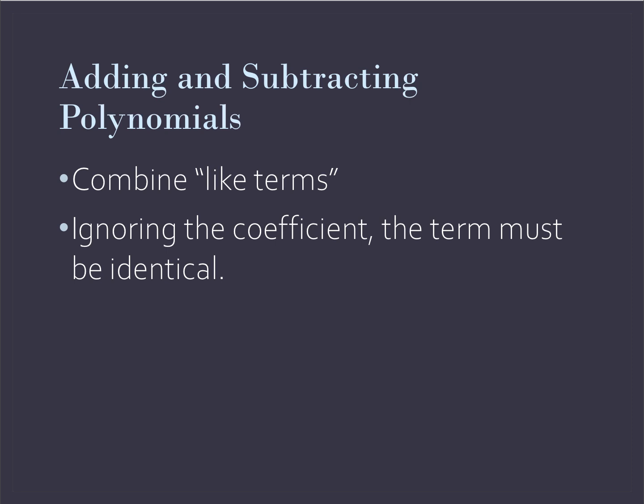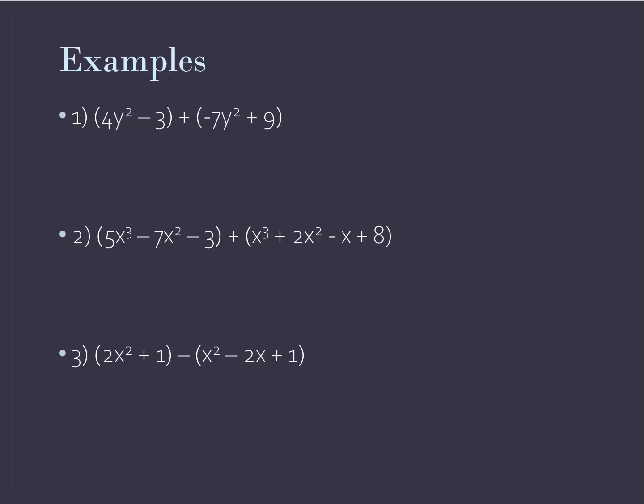How do you add and subtract polynomials? You combine like terms. Ignore the coefficient, guys. Not talking about the coefficient, but the term must be identical in order to combine it. If you have x, y, and z, x has to have the same exponent, y the same exponent, z the same exponent. So let's start off with number 2.